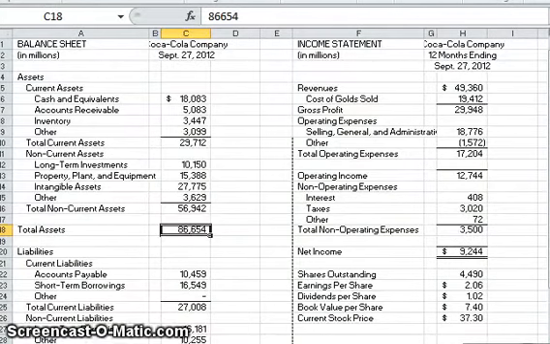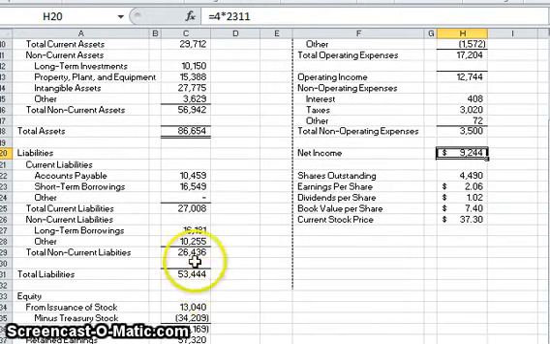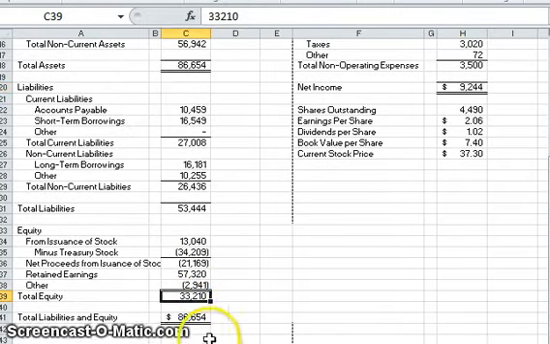Let's go look at Coca-Cola. Net income again is $9,244, but now we're only going to divide it by total equity, which is only $33,210.